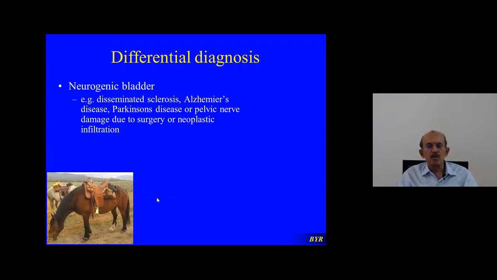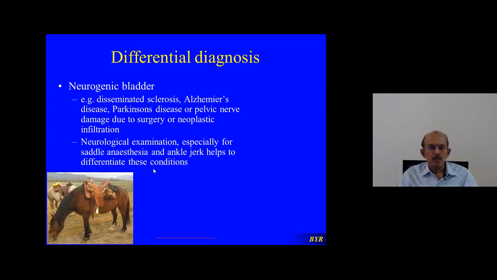In case of lower motor neuron lesion, meaning lesion affecting the spinal centers or the peripheral nerves supplying the bladder, we have seen hypogastric plexus. So if the hypogastric plexus is damaged, or if the spinal centers are damaged at S2, 3, 4, then the patient will get the neurogenic bladder. Examples: disseminated sclerosis, Alzheimer's disease, Parkinson's disease, pelvic nerve damage due to surgery or neoplastic infiltration. Patients may develop this neurogenic bladder.